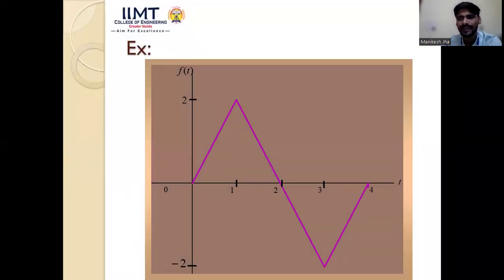Next, we are going to take some triangular signals. Here is a triangular signal. What are the time instants? The time instants are 0, 1, 2, 3 and 4. From 0 to 1, one line is there. From 1 to 3, one line is there. Again, from 3 to 4, one line is there. So there will be 3 line equations: the first line equation between 0 to 1, the second from 1 to 3, and the third from 3 to 4.